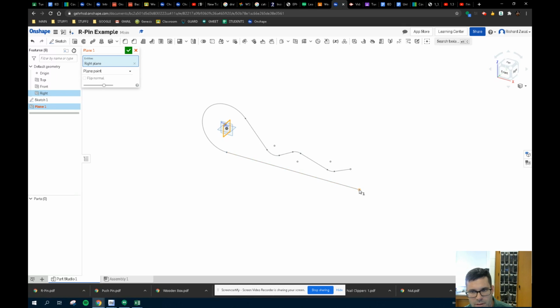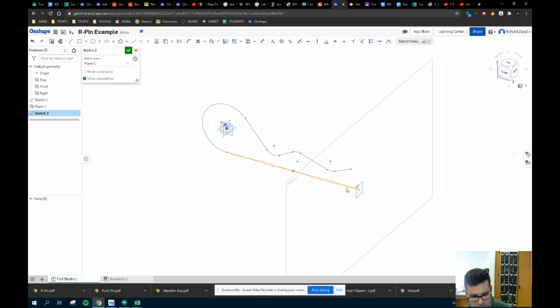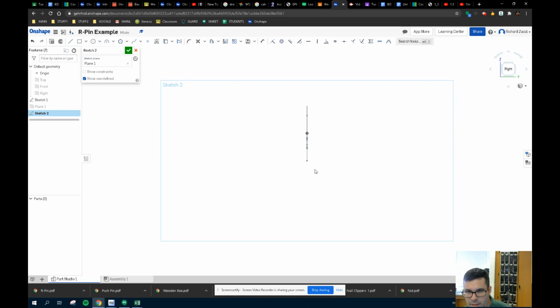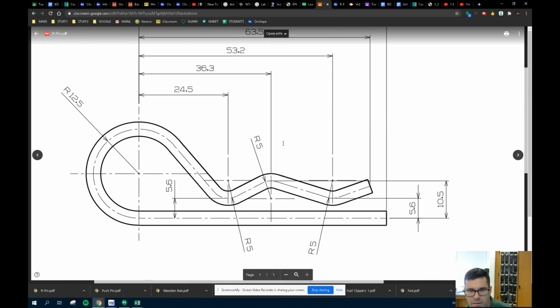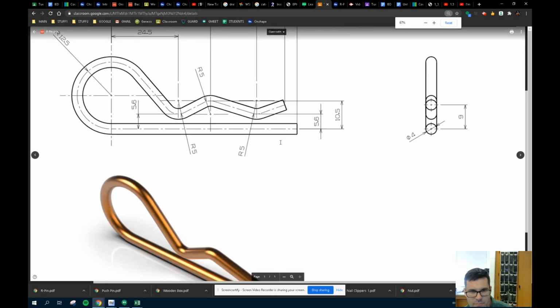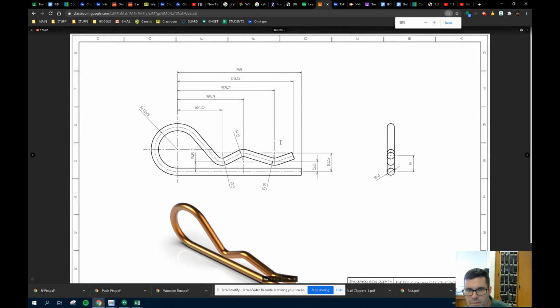It needs to be this point, but it needs to be parallel to this plane. Okay, so that's a plane, and then I'll make a sketch on that plane, normal to that plane, get rid of the things. And back to the picture. And we know that... oh, there it is. It's 9. So that point to that point is 9. Well, we'll fix that. But the diameter of the circle there is 4.